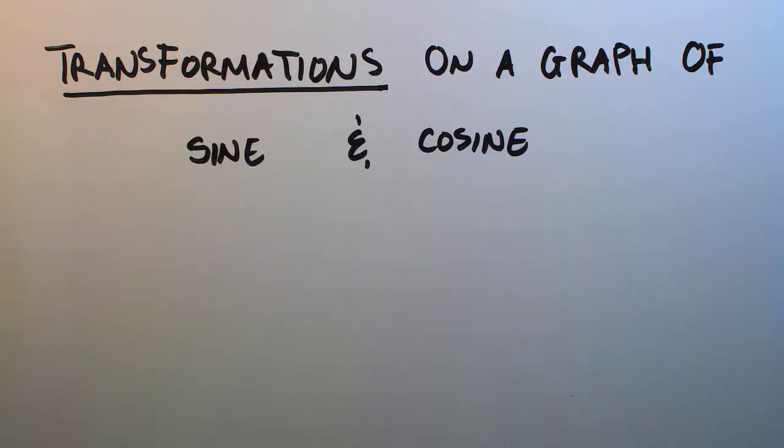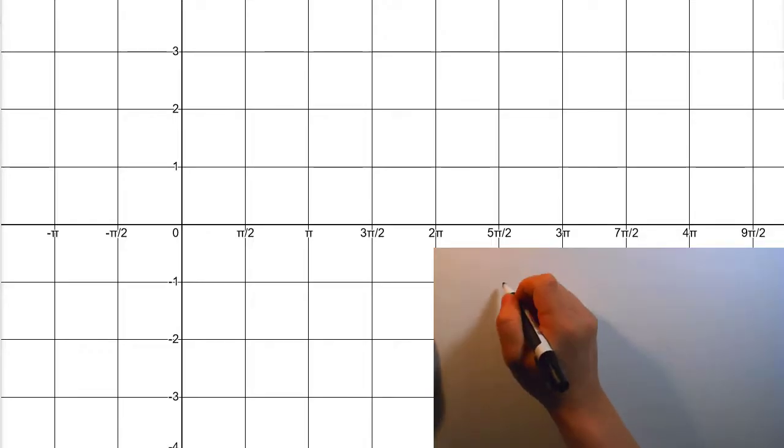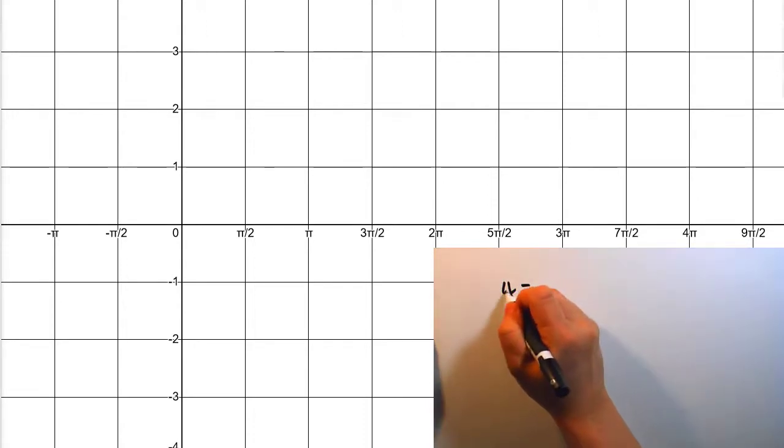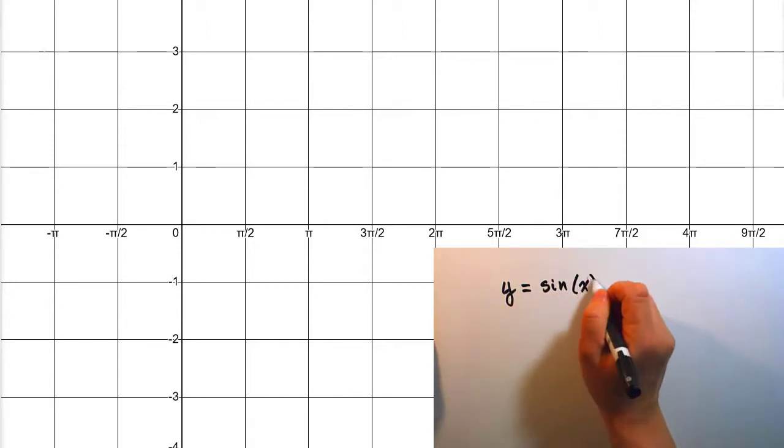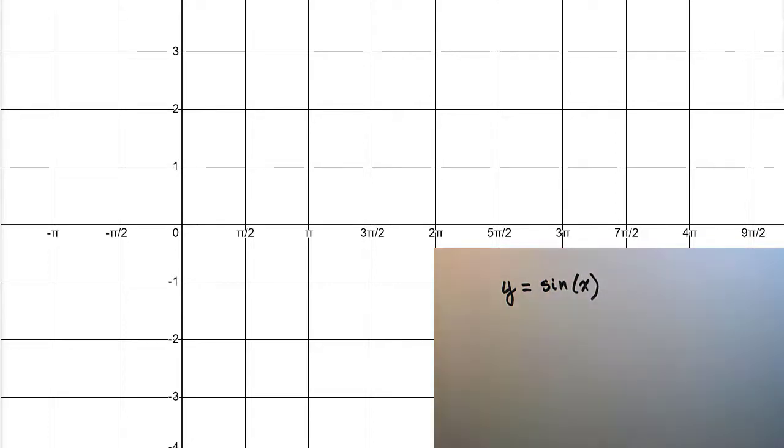Okay, so in this video lesson, let's look at the transformations on a graph of sine and a graph of cosine function. Let's put back the graph of the standard function y equals sine of x. And so the graph of sine of x is here.